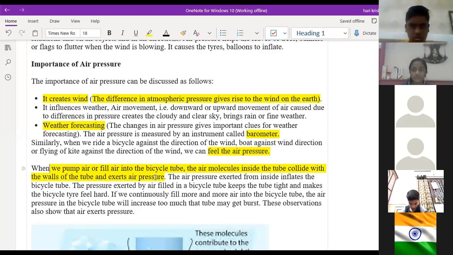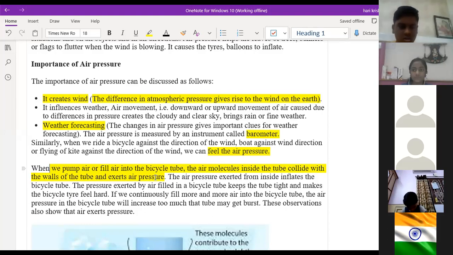If we continuously fill more and more air into the bicycle tube, the air pressure inside the tube will increase too much. That may cause the tire to burst. Only the required quantity of air should be filled in the tire. If you fill too much, too much pressure will be generated. If too much pressure is generated, what will happen? The tire will start bursting.